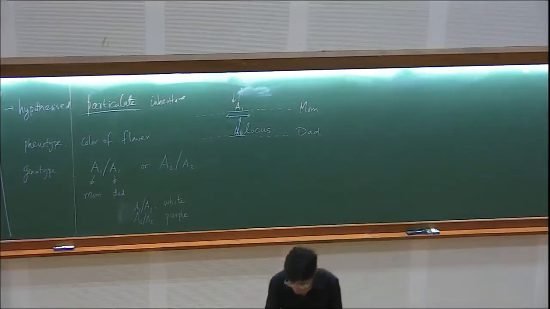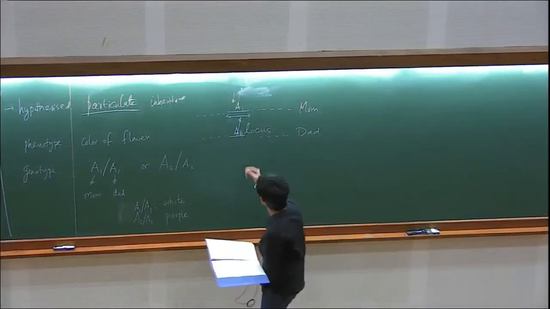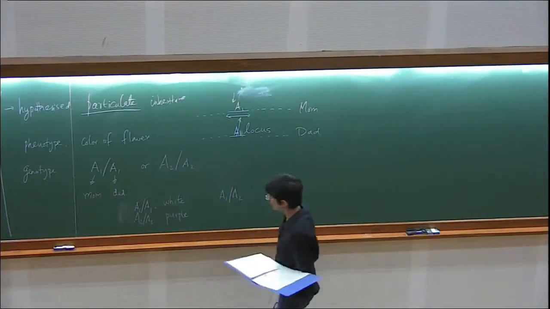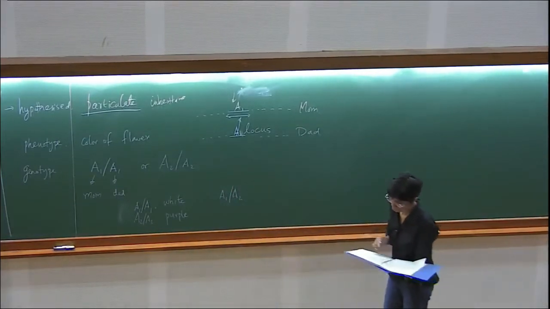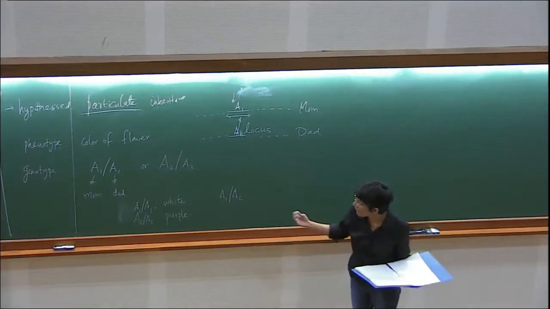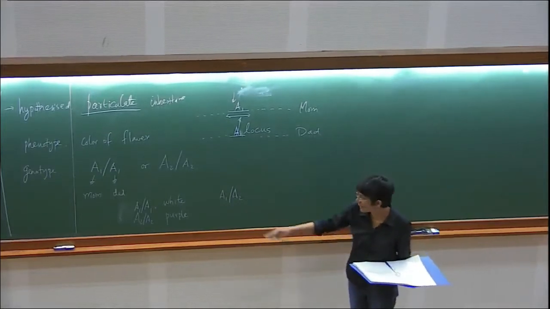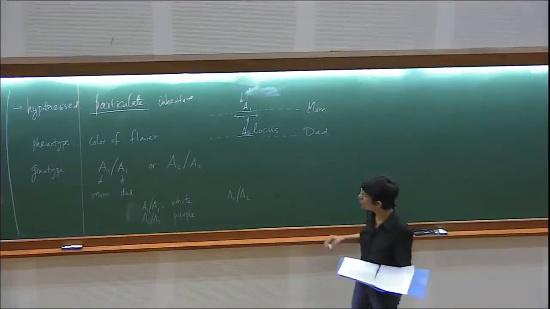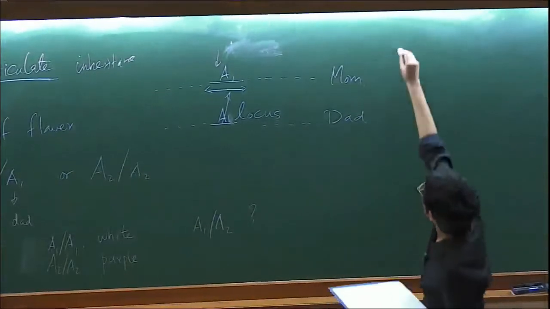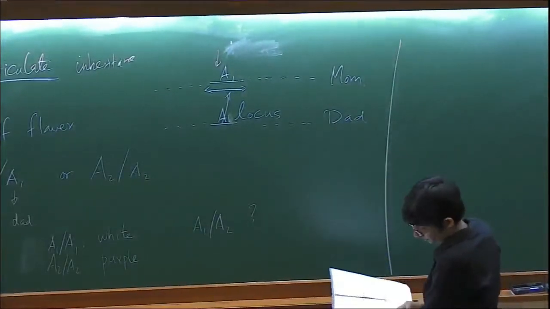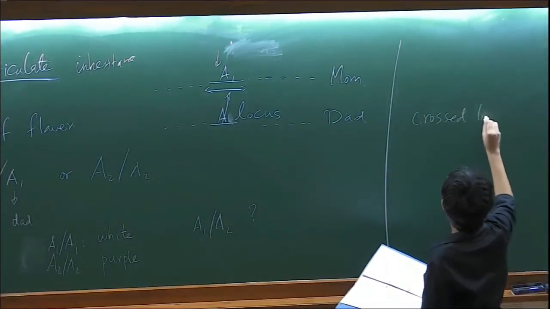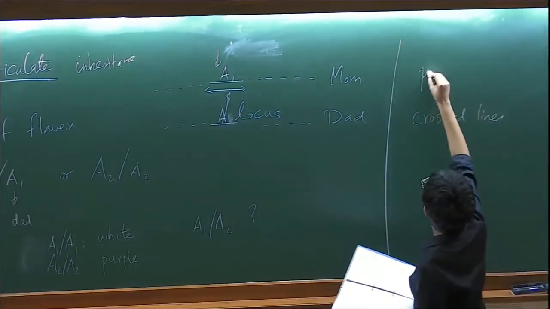Okay? So this is my notation, etc. And of course, I can also have A1/A2. Okay? So this is the model saying that the white flower is denoted by A1/A1 and purple by A2/A2. What about this guy? That you can understand because when we have cross lines, let's do the pure lines first.